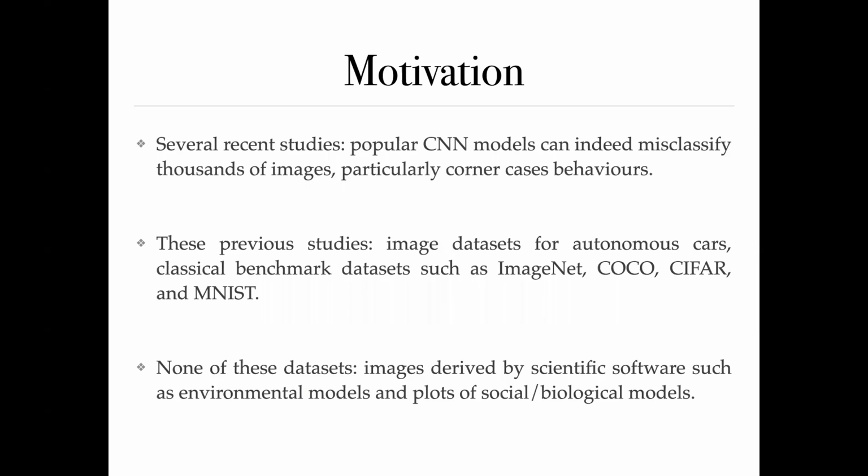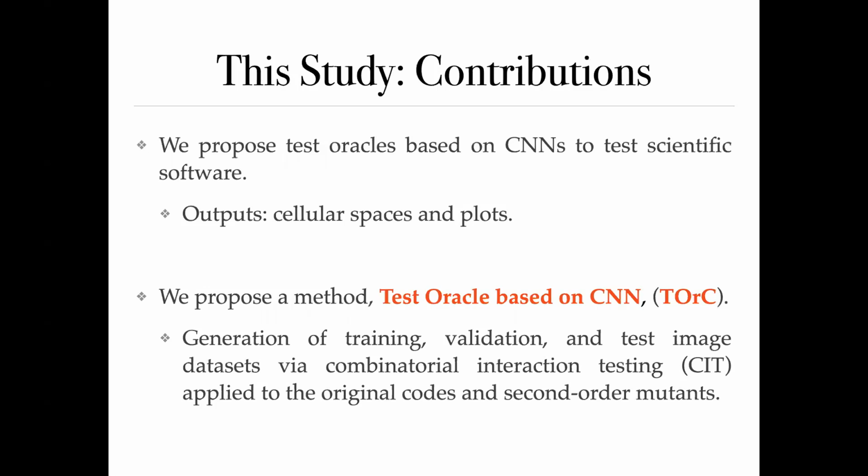However, several recent studies show that popular CNN models can indeed misclassify thousands of images, particularly corner case behaviors. These previous studies use image datasets for autonomous cars and classical benchmarks: ImageNet, COCO, CIFAR, and NIST. None of these datasets were composed of images derived by scientific software, such as environmental models and plots of social biological models. The contribution of this study is to propose test oracles based on CNNs to test scientific software.